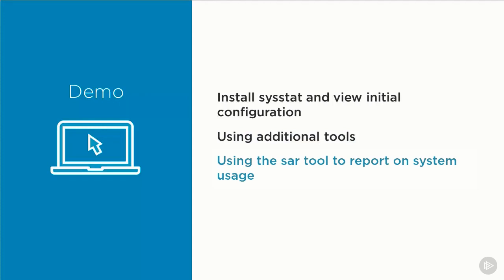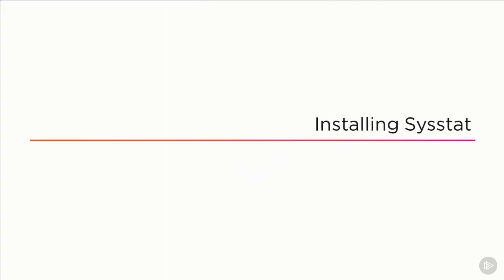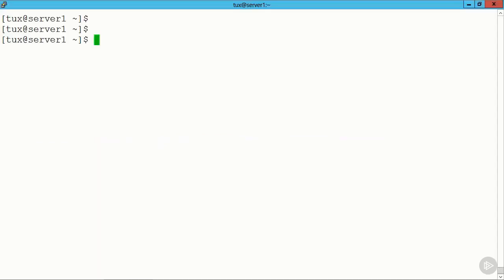So we're going to be able to create reports that have collected data over a period of time using SAR. To begin with though, we're going to look at installing sysstat and the initial configuration. So let's move directly onto our CentOS 7 system.